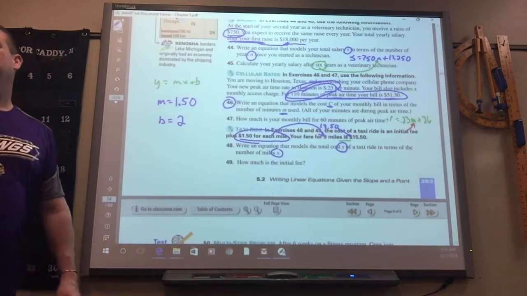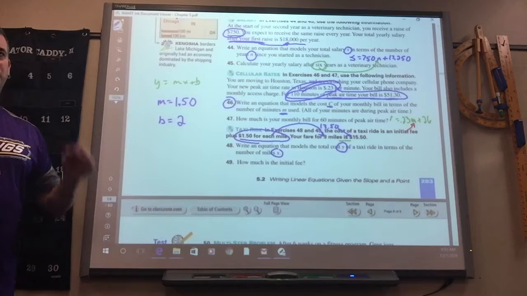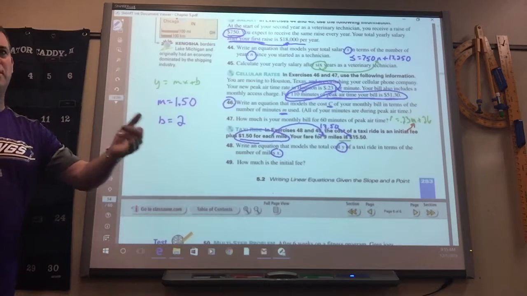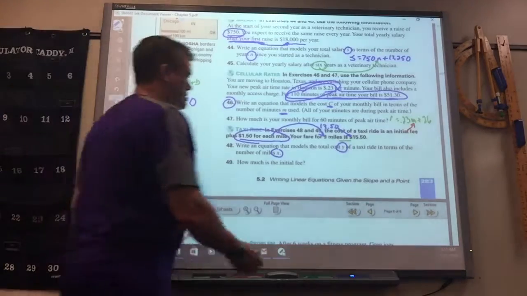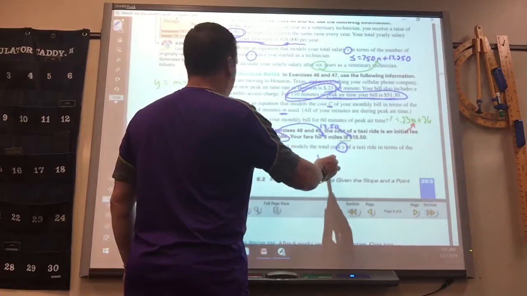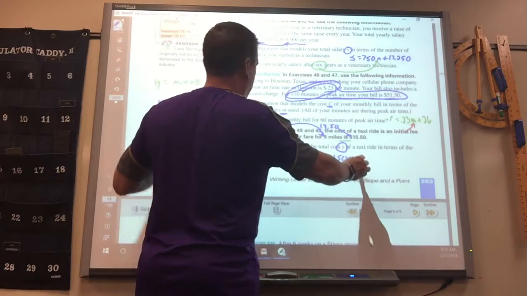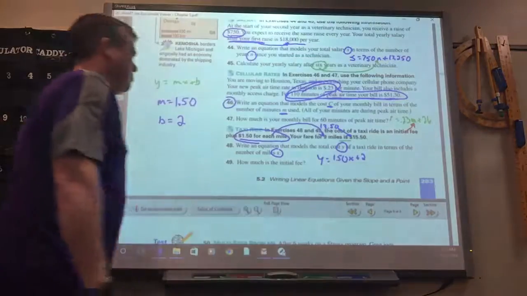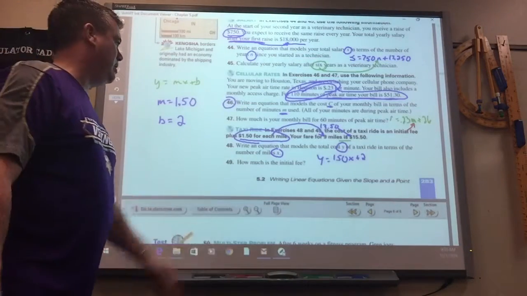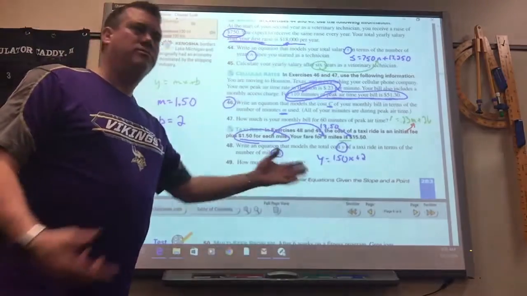When you get in a cab, even if they don't move, they charge you an initial amount, and then however far you go gets added onto it. So this equation is y equals 1.50x plus 2. And then 49, we already answered it. What's the initial fee? $2.